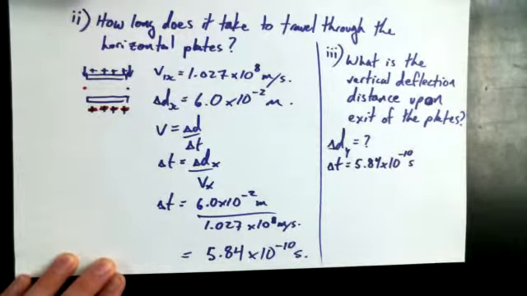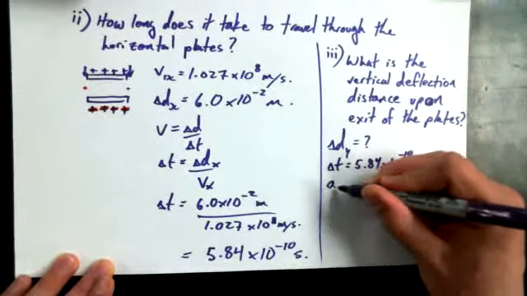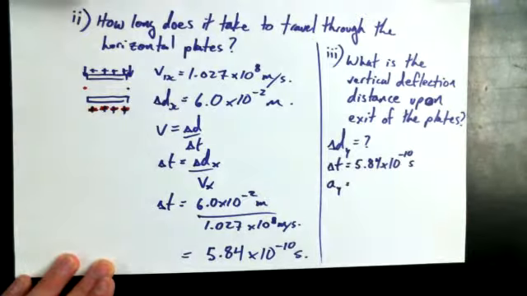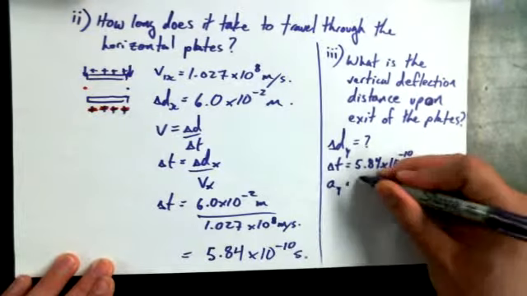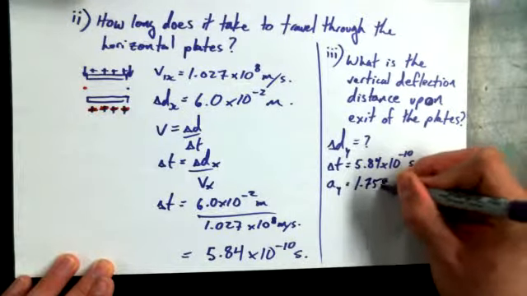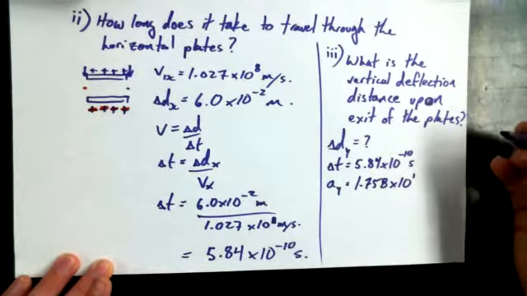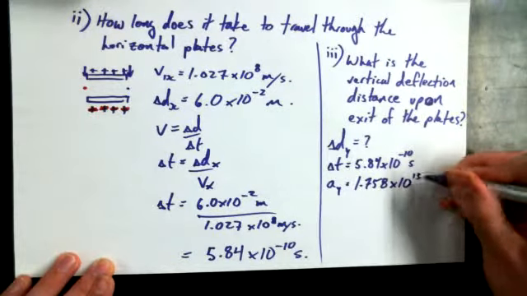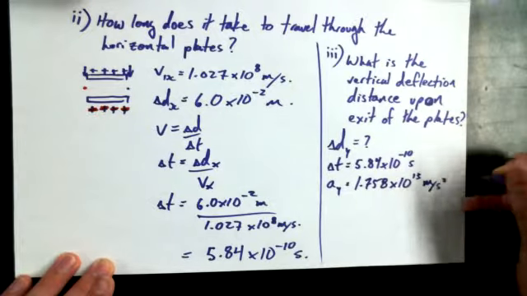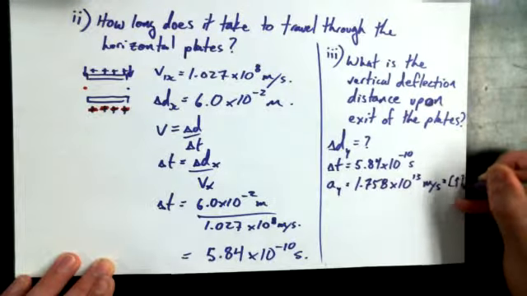What's another piece of information for the y direction? Yeah, acceleration in the y. What was acceleration in the y? I don't recall. 1.758 times 10 to the 13 meters per second squared. Well, we're just looking for the magnitude. We know it's going to be accelerating upwards, and we could say up if we want to be specific about it.